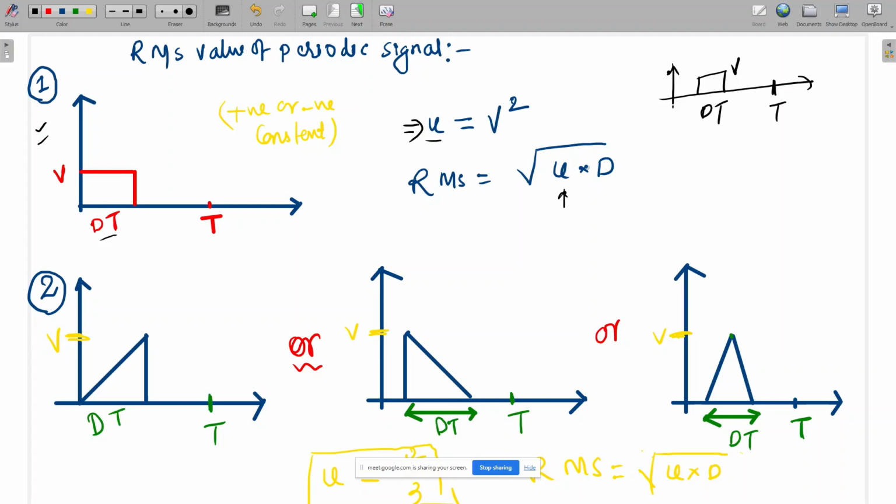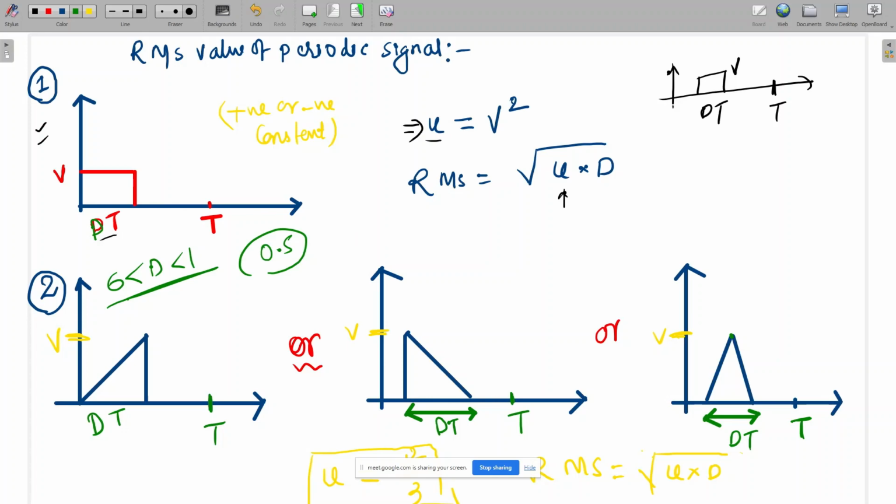And what is this T? T is the time period. And this D is the duty of the pulse, meaning for this much time it is appearing. D varies from 0 to 1. Duty ratio means on time, where on means the pulse is appearing, and T is the total time period. So if D is equal to 0.5, it means this pulse is available for 50% of the time period. Okay, you got it?